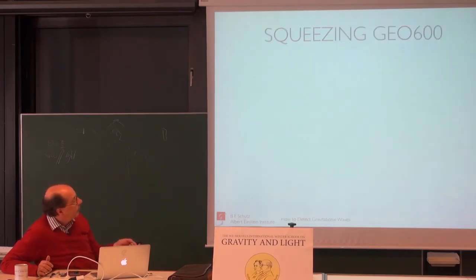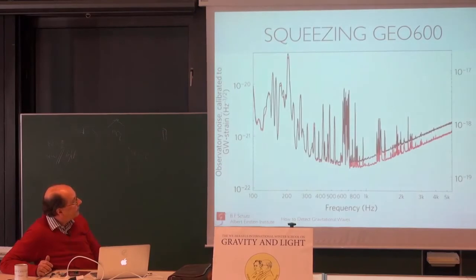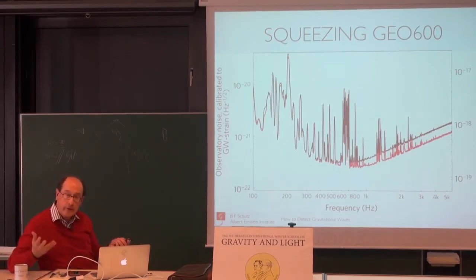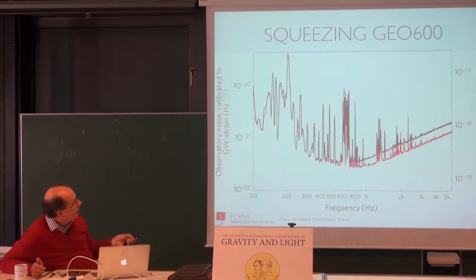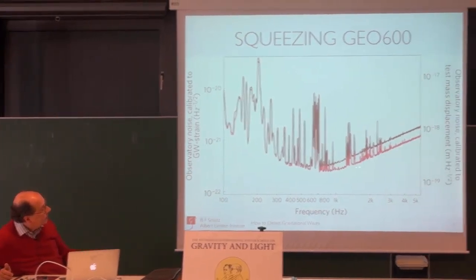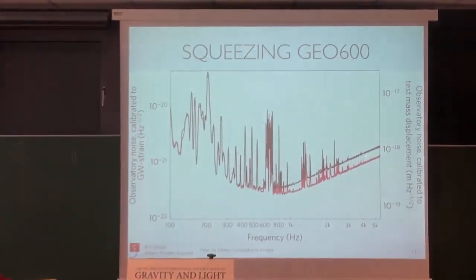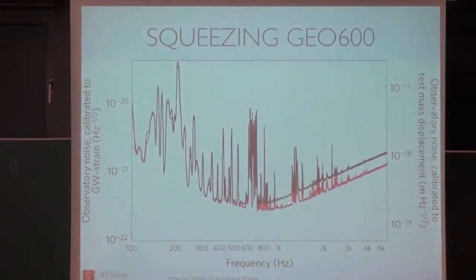So does that work? Well, in GEO 600, the black line, this is one of these sensitivity curves like the one I showed you before. The black line is what is before squeezing. It happens only at high frequencies where the shot noise dominates. It doesn't happen down here where we have vibration noise. But the shot noise is dominant here. And here, after we introduce squeezing, this is the sensitivity to gravitational waves.